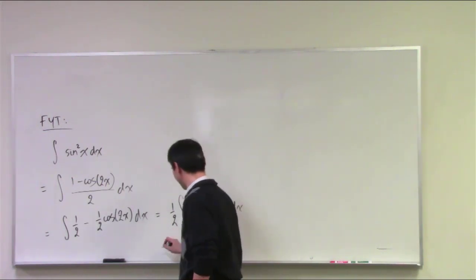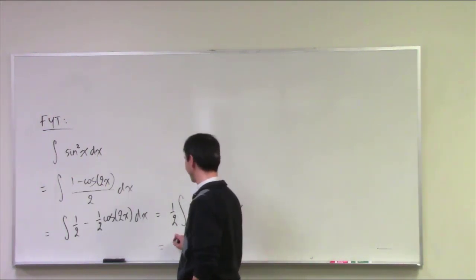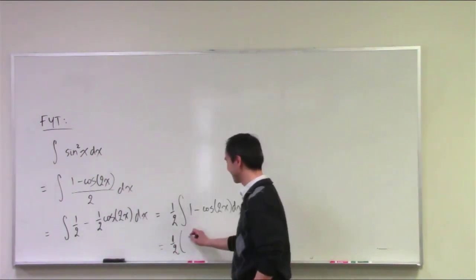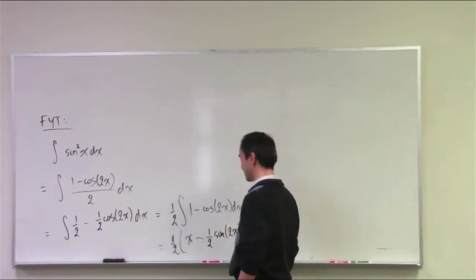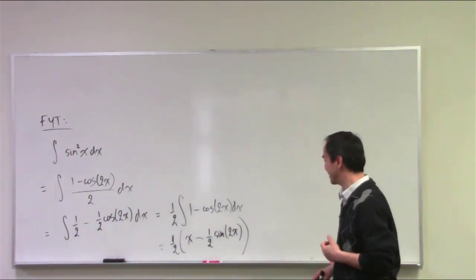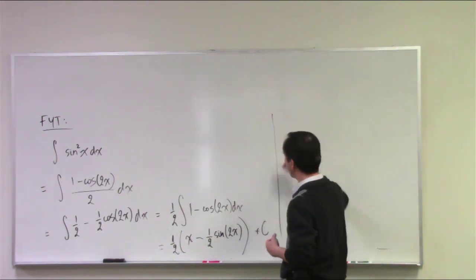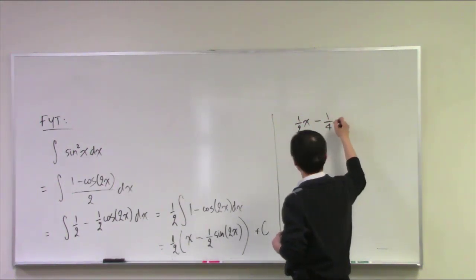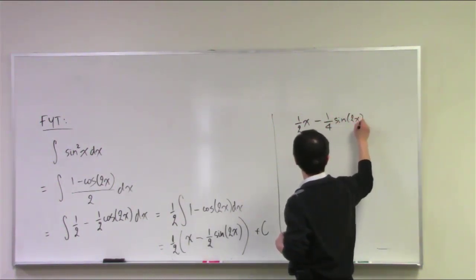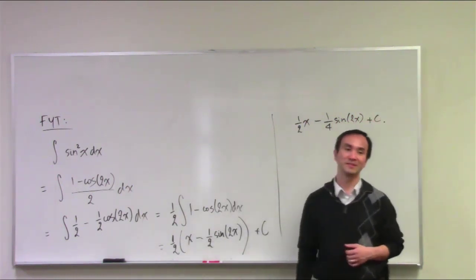So you get 1/2 x minus sine 2x, and then plus C. So in the end, we turn that into 1/2 of x minus 1/4 sine of 2x, plus C. This is awesome. That's how we get it done.